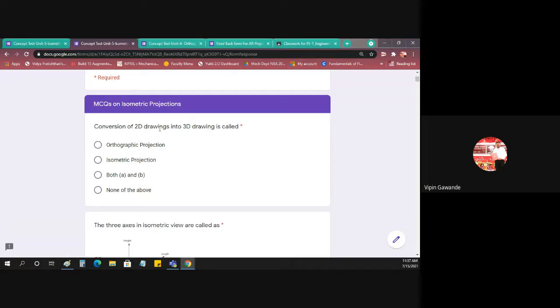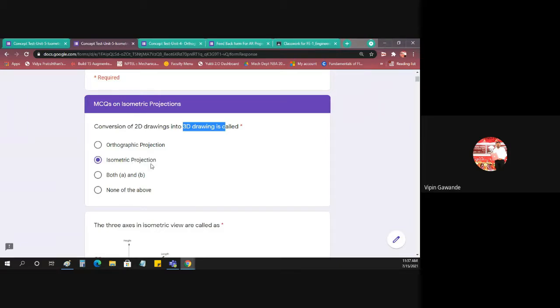Now, what is the conversion of 2D drawings into three-dimensional drawings? So what does this mean? We have seen that the conversion of three-dimensional drawings into two-dimensional drawings is called the orthographic projection. While the conversion of two-dimensional drawings into three-dimensional drawings, that is called what? That is called the isometric projection.